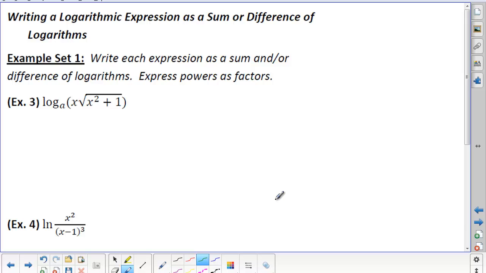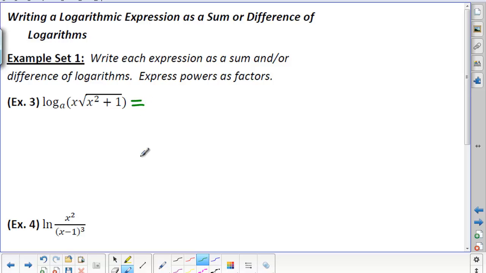Using them to simplify or rewrite some logarithmic expressions. And so that's what we're going to do here. It says write each expression as a sum and/or difference of logarithms and express your powers as factors. And so let's dive into this first example and see what it is we're talking about.